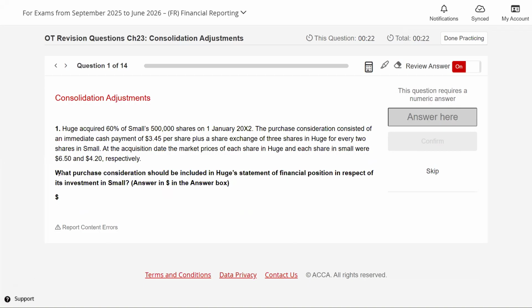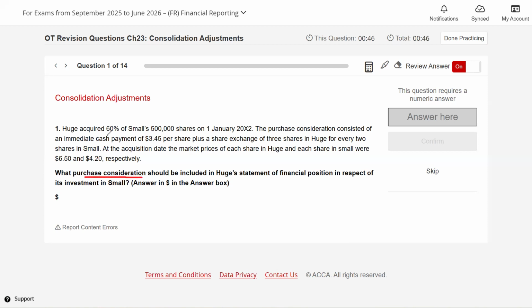Okay, what purchase consideration should be included in Huge's statement of financial position in respect of its investment in Small? Answer in dollars in the answer box. So whatever the value is, we have to calculate it here, and let's see what the situation is. We are looking at the purchase consideration.